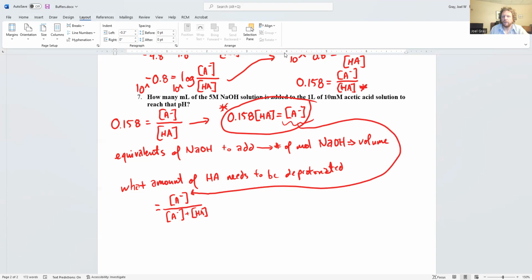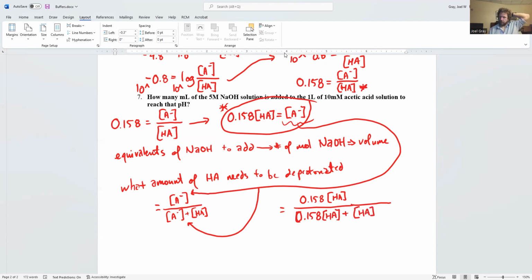We can place A minus in this equation, and therefore, once we do that, we can say 0.158. We can rewrite this equation divided by, plus HA.